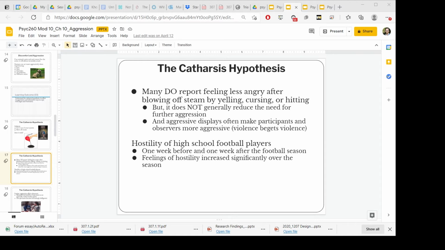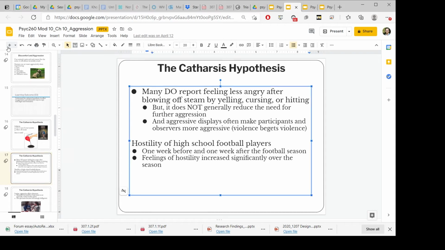Watching aggressive content or displaying aggressive behaviors actually makes participants or observers become more aggressive. So it's a case of violence begetting violence. An example is that high school footballers become more and more aggressive as the football season goes on, when, based on the hypothesis, they should become less aggressive because they get it out through playing sport. But the opposite was the case.